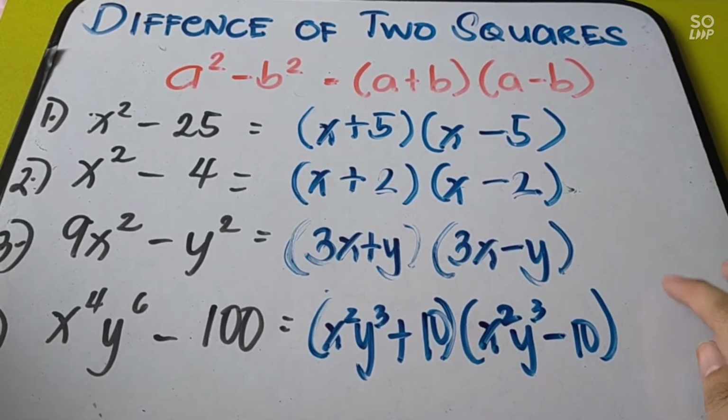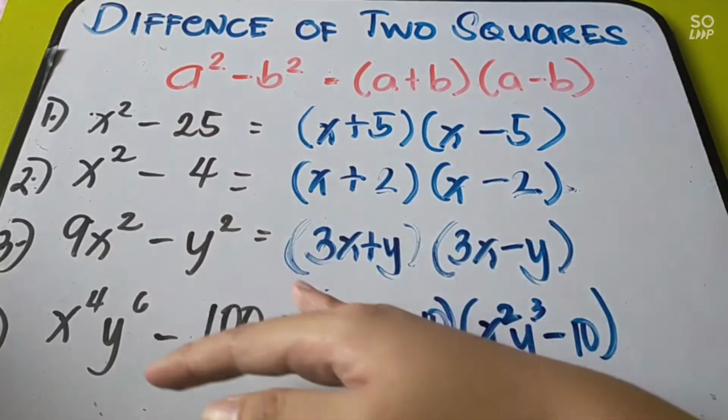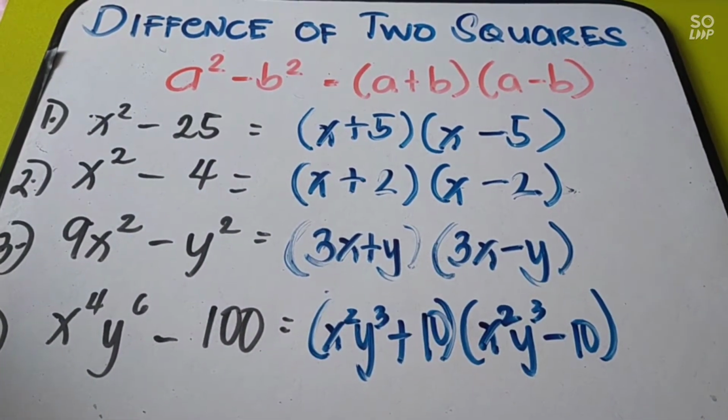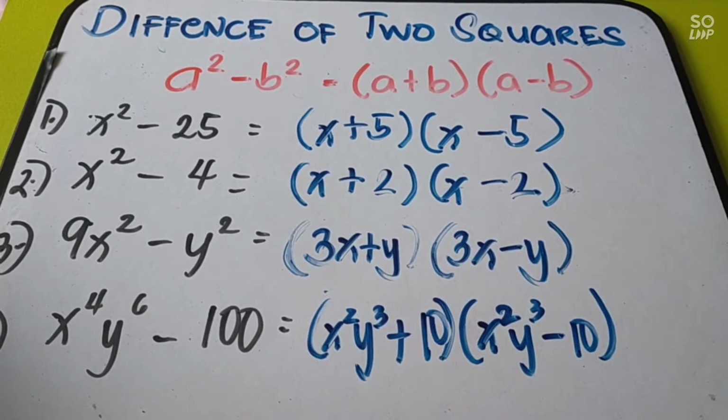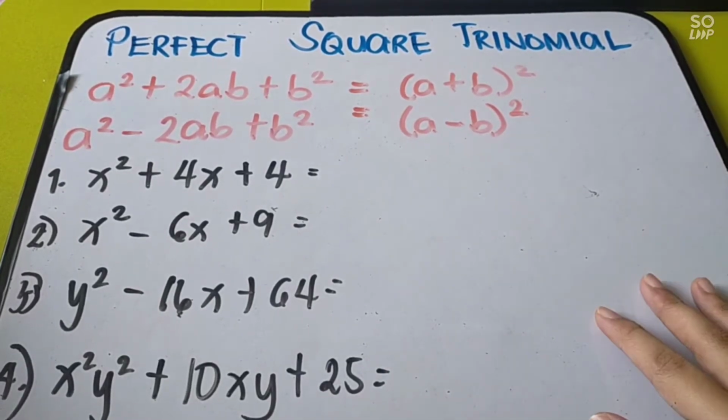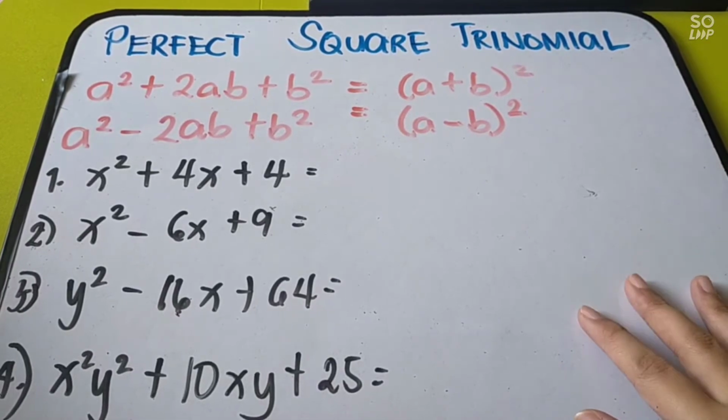Basta tandaan lang po, kailangan ng given nyo, lahat ay perfect square and then minus ang kanyang nasa gitna. Is it clear? Let's move on to another kind of factoring: factoring of perfect square trinomial. So, this is the third kind of factoring.